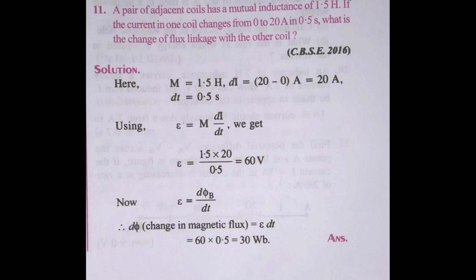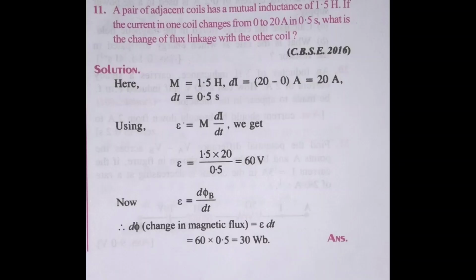Now in the next question, a pair of adjacent coils has a mutual inductance of 1.5 henry. If the current in one coil changes from 0 to 20 ampere in 0.5 second, what is the change of flux linked with the other coil? So for this, we have the value of the mutual inductance, and it is given the current changes from 0 to 20. So we apply the formula final minus initial value, 20 minus 0. The answer is 20 ampere, and this is the change in a given time, 0.5 second, which is dt. So we apply the formula epsilon is equal to M di over dt, and we have the value of epsilon, that is 60 volt.